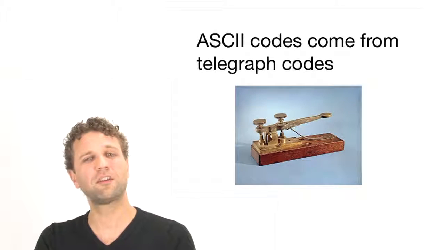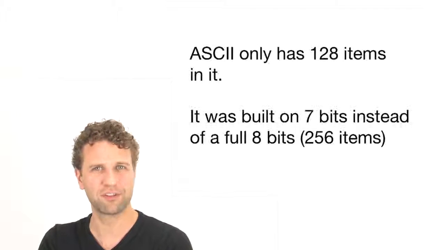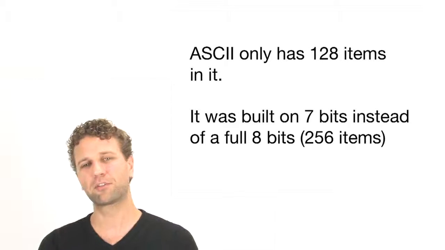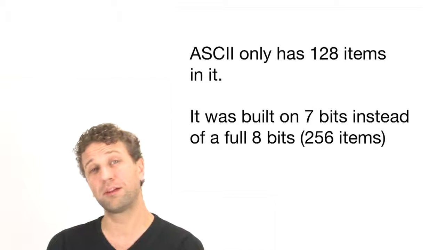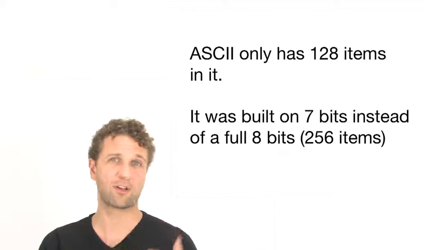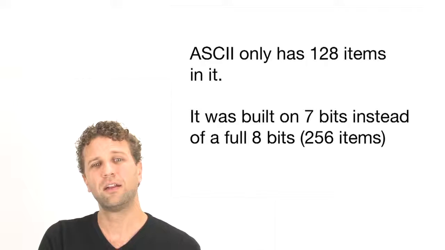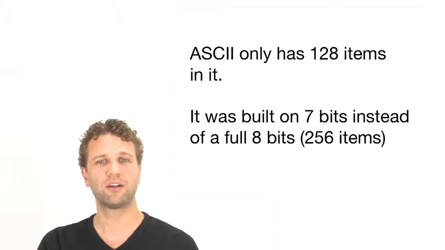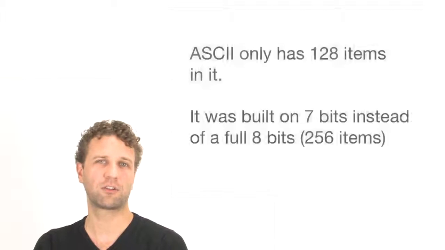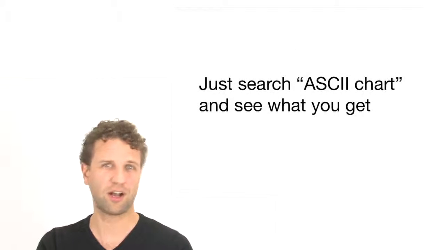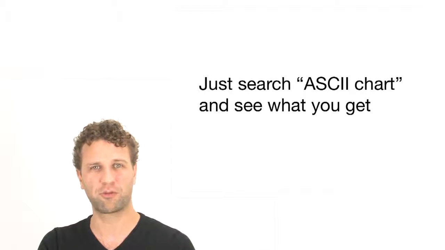And so the ASCII character code set only has 128 items in it. That's because it was originally built with 7 bits and not 8. Remember, it does come from long ago. And so you can easily find a chart with a full set of ASCII characters just by searching ASCII chart on the web. So they're everywhere.